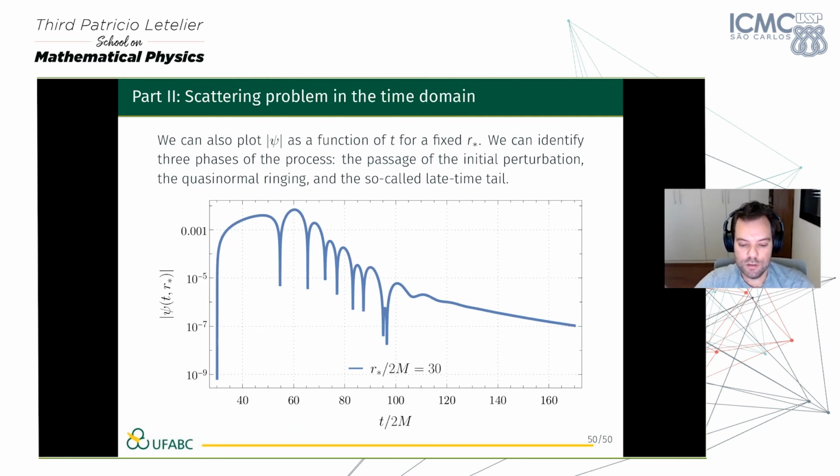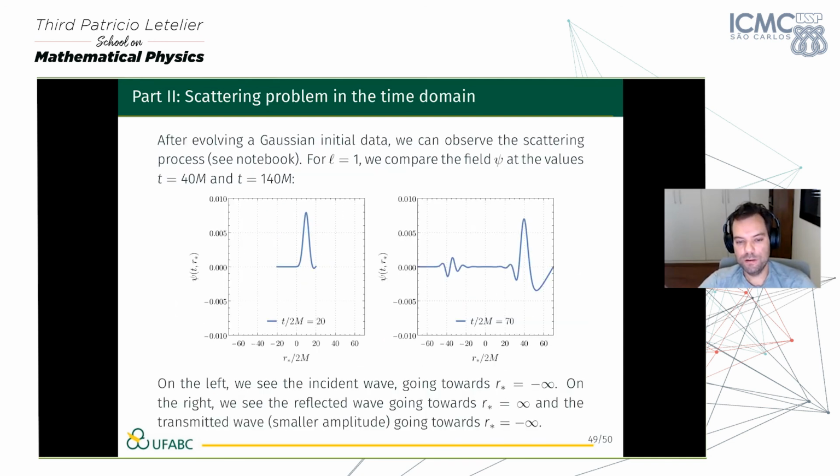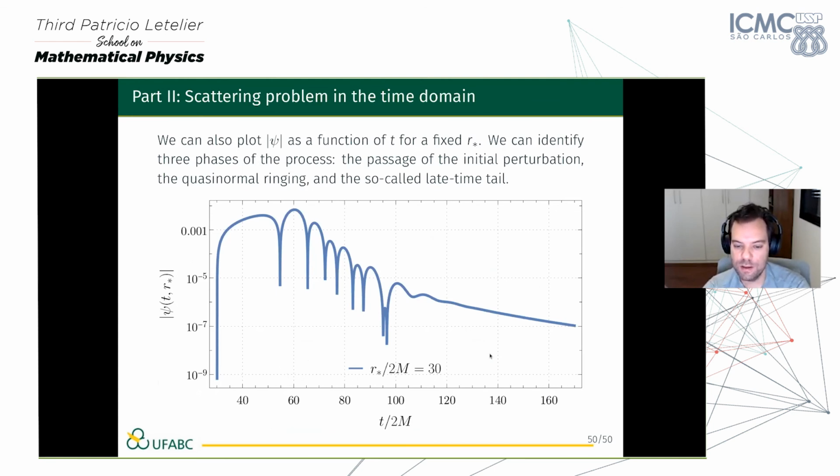And you can also see the quasi-normal modes by doing this analysis. Here I'm fixing time in each case and plotting the field as a function of the coordinate r. You can do it differently. You can fix the coordinate r and plot the field as a function of time, and then you get something like this. And here is the amplitude, the absolute value of the field as a function of t, and I'm using a logarithmic scale here.